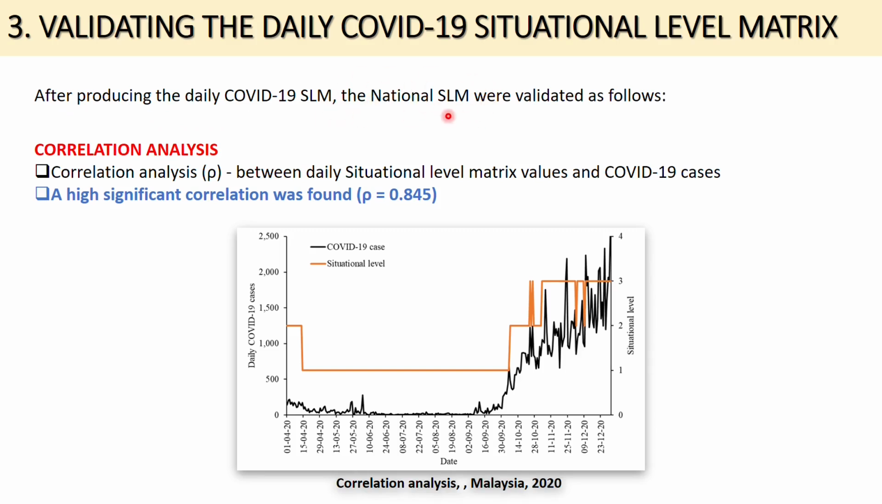Now, following this, after being able to produce daily COVID-19 situation level metrics at the national level, these national situational level metrics were then validated in the following ways. First, we performed a correlation analysis where we took the daily situational level metrics values and correlated them with COVID-19 cases. And we found a strong, significant, positive correlation between the developed situation level metrics and COVID-19 cases, as you can clearly see in this graph.